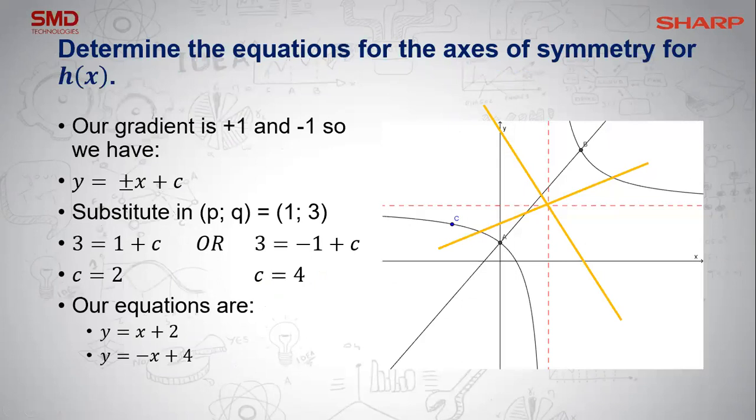Determine the equations for the axes of symmetry for h of x. So we know our gradient is plus and minus 1, and we can use that q is equal to plus and minus p plus c to find out different equations. I've done the long version. So here you can see it's basically the same. Here you can see that our c is 2 and 4. So our two equations are x plus 2 and negative x plus 4.